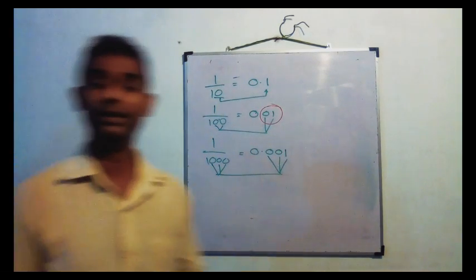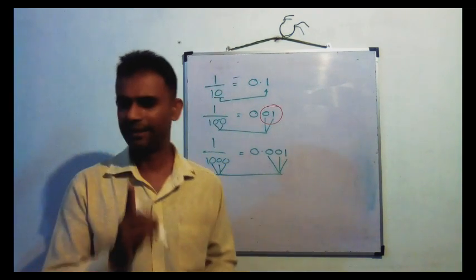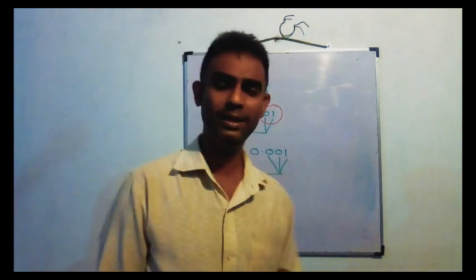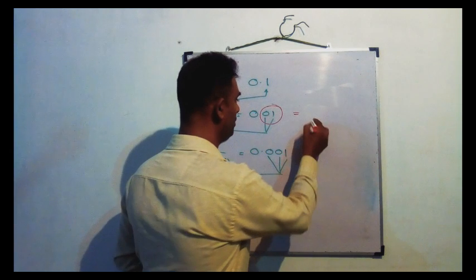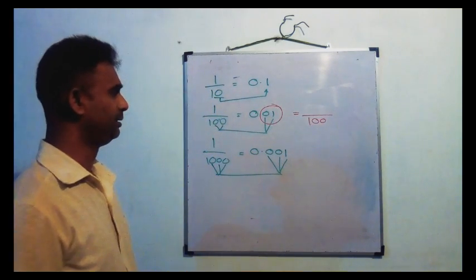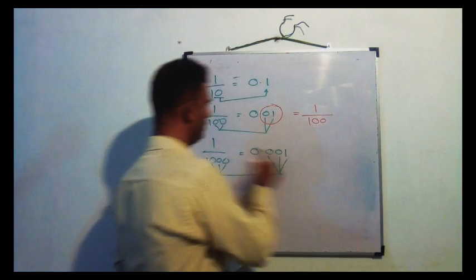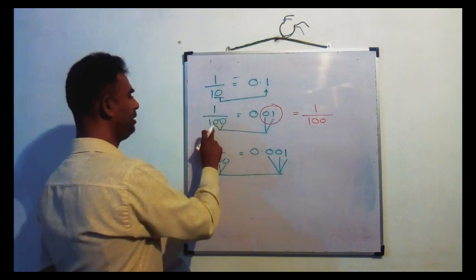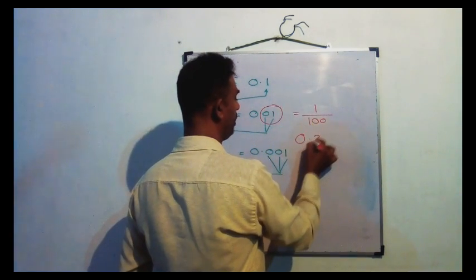definitely it should be divided by the 100. If it is 2 decimals, you remember that the number is definitely divided by the 100. Therefore, the denominator of this fraction we consider as 100. The numerator we consider as 1. Here, numerator 1, denominator 100.